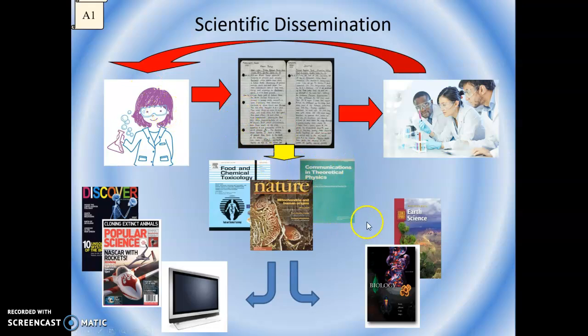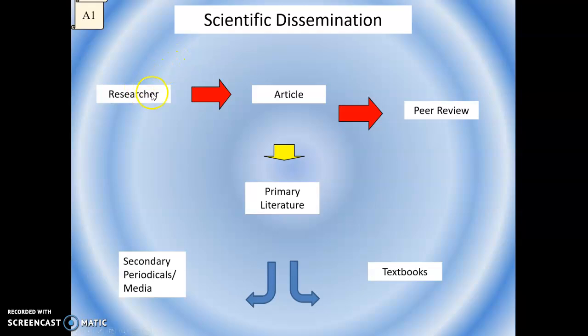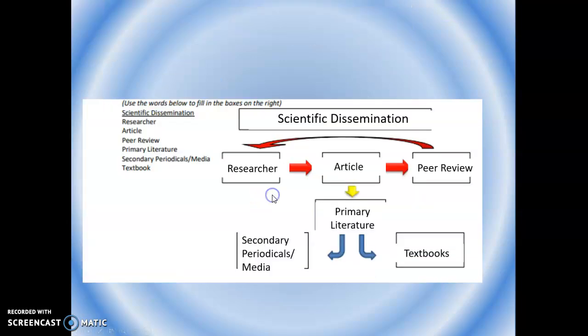So if you're following along and filling in the boxes on your sheet, we have scientific dissemination, researcher to article to peer review, right? And then that went back to researcher. And then primary literature to secondary periodicals or secondary literature and textbooks. So it fills in all those boxes on there. So that should be that. That's interesting. So textbooks, where we get our information, are several steps away, right?